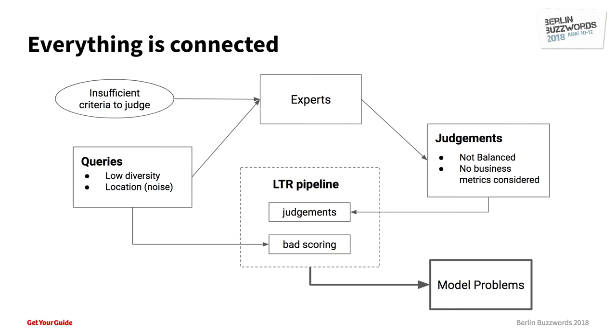It's interesting to know that everything is somehow connected. We had insufficient criteria to judge. It was not the expert's or the judge's fault, but our fault in defining the task. We said, okay, judge the relevance of this document for this query, only that. We also sent the experts low diversity queries. We didn't have what the user actually typed, but what the search engine matches. So we lost some rich information that could help the experts reach a conclusion about the document. The experts judged everything and we ended up with judgments that are not as balanced as I showed. And no business metrics were considered, because we didn't ask them to do it. We just asked within the scope of relevance: how good is the document.